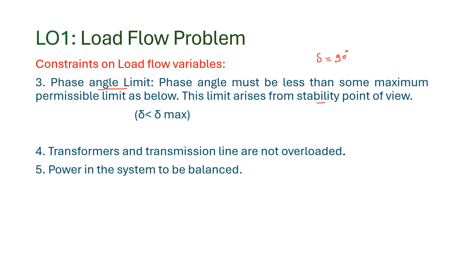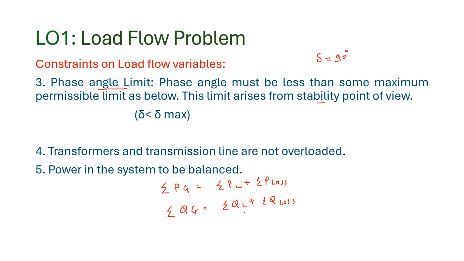The next one is that the power in the system must be balanced. This is very, very important: in the power system, the total generation should be equal to the total load plus the total loss in the power system. This is called the power balance equation, and this holds good also for reactive power: the total reactive power generation should be equal to the reactive power load plus the total Q reactive power loss in the system. So this is called the complex power balance equation.